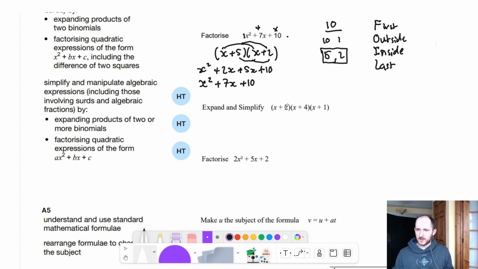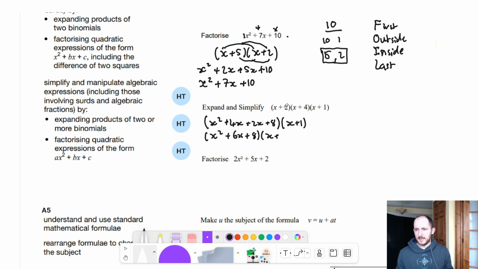So if I expand just the first 2 brackets, I need to leave them in brackets because they're going to times the last thing. X times x is x squared, again using FOIL first. Outside, x times 4. Inside, 2 times x. Last, 2 times 4. And then I leave the x plus 1 out there because it's still one of the terms. Now I'm going to collect like terms. X squared plus 6x plus 8.